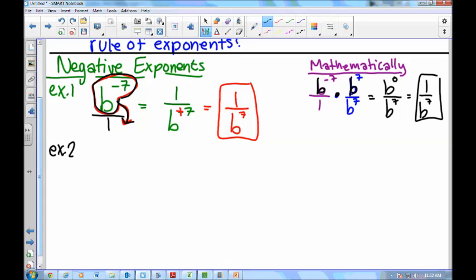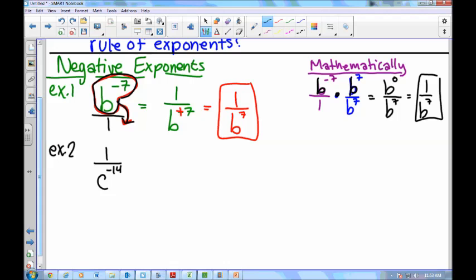Example 2: 1 over c to the negative 14. Try it yourself really quick. Give it some thought. See what you think would happen. Remember, we're trying to make these all positive exponents. We can't have negative exponents or zeros in our answer. No, you don't have to do the mathematical way. We just did that one time.